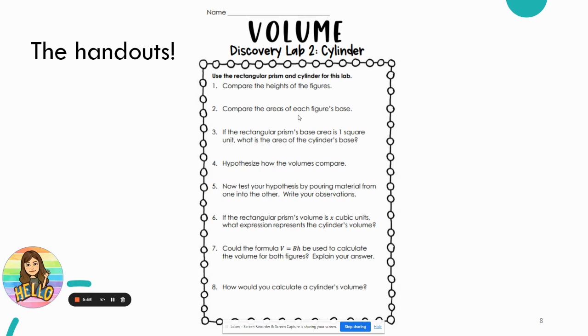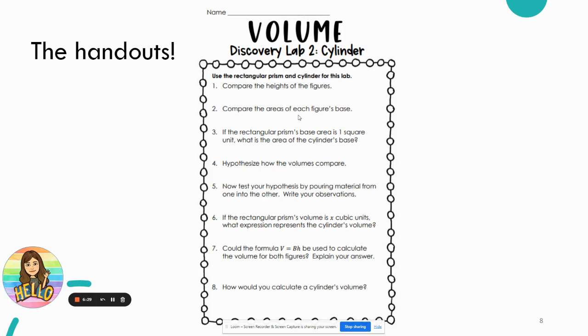It says compare the areas of each figure's base. You're going to need to guide your students to realizing, oh, we're dealing with circles and pi is possibly a factor in this. So the cylinder's base area should be pi times the rectangular prism's base area. If the rectangular prism's base area is 1 square unit, what would the area of the cylinder's base be? So once again, making that connection that it's going to have to be pi.